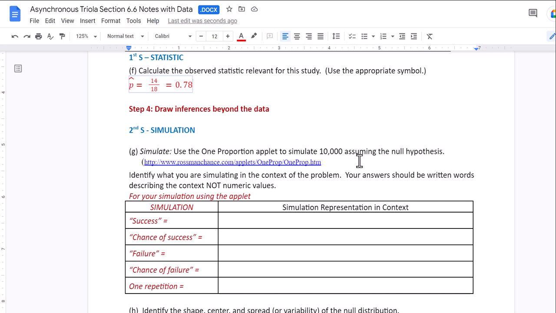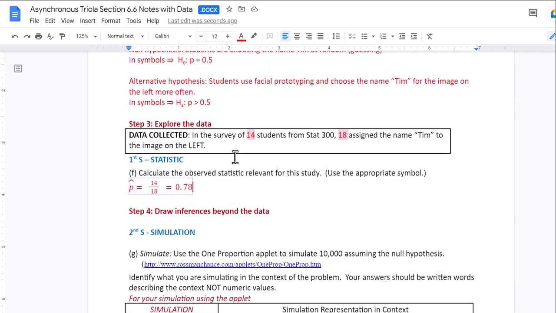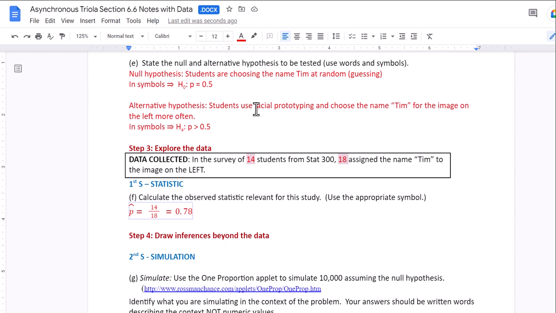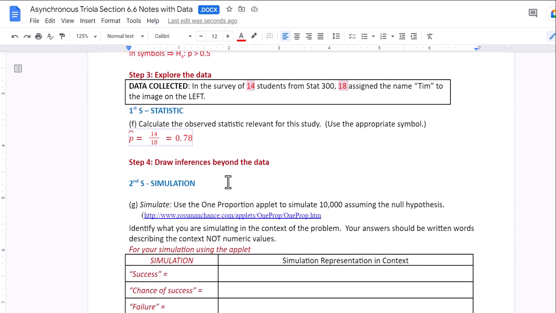So can we prove that things are happening by chance, or do we have evidence against the fact that things are happening by chance? So we're always looking at the null hypothesis to see how much evidence we have against what's happening. In this case, the null hypothesis is people are just guessing. So they're just assigning the name Tim to the image on the left at random, right? Not with any particular, in this case, we want to know facial prototyping. So our null hypothesis is people are assigning the name Tim to the image on the left at random without any special knowledge or consideration.